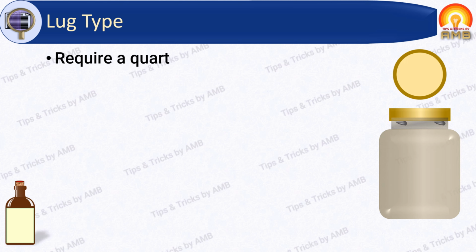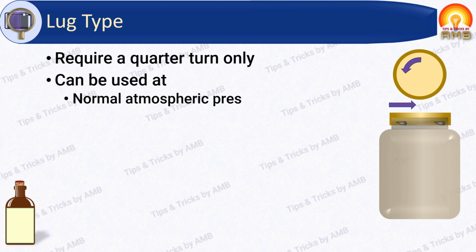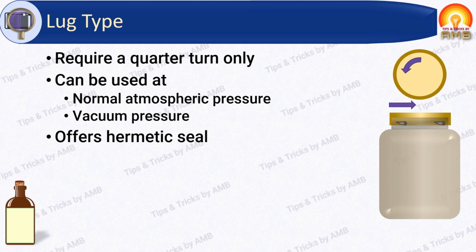It requires a quarter turn only to open or close the container than threaded screw type closures. It can be used for normal atmospheric pressure as well as vacuum pressure closing. It offers a hermetic seal and can be used in sterile products.